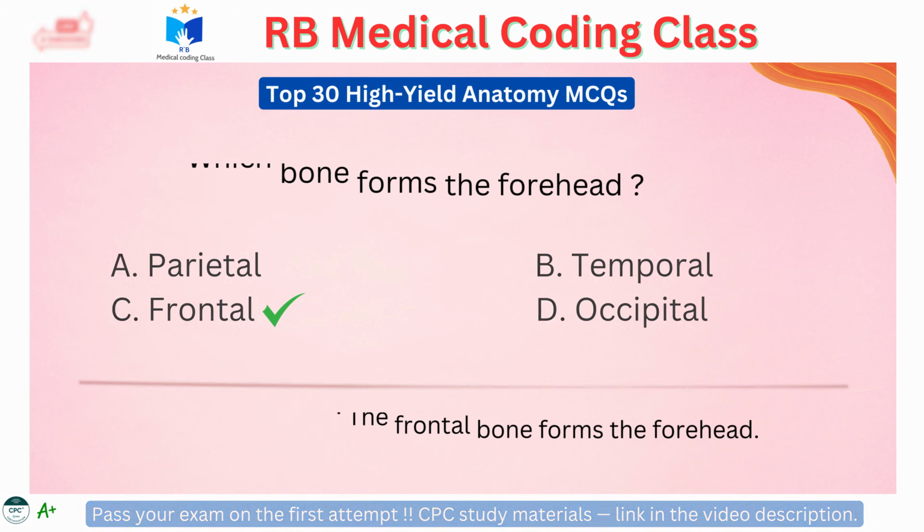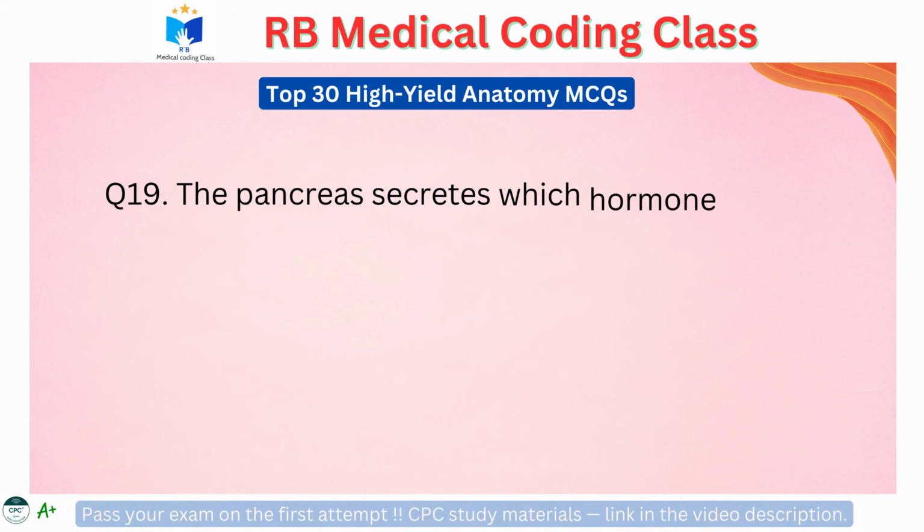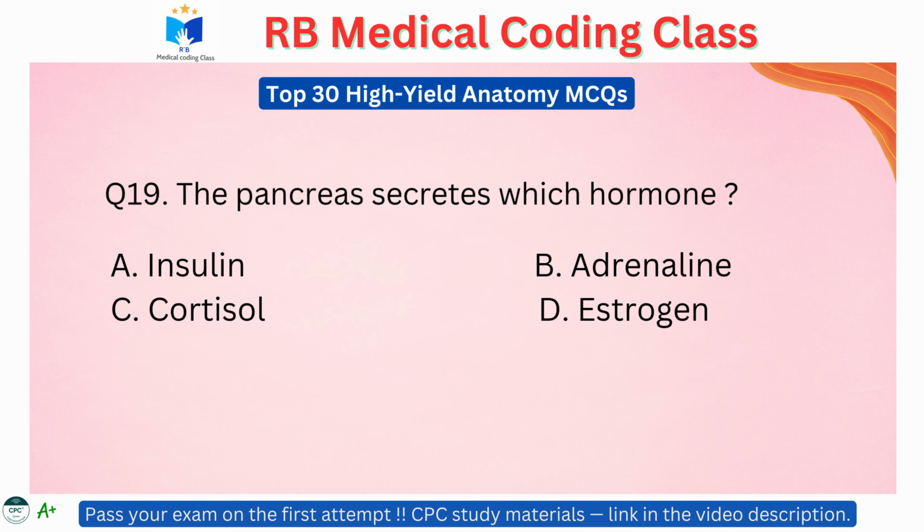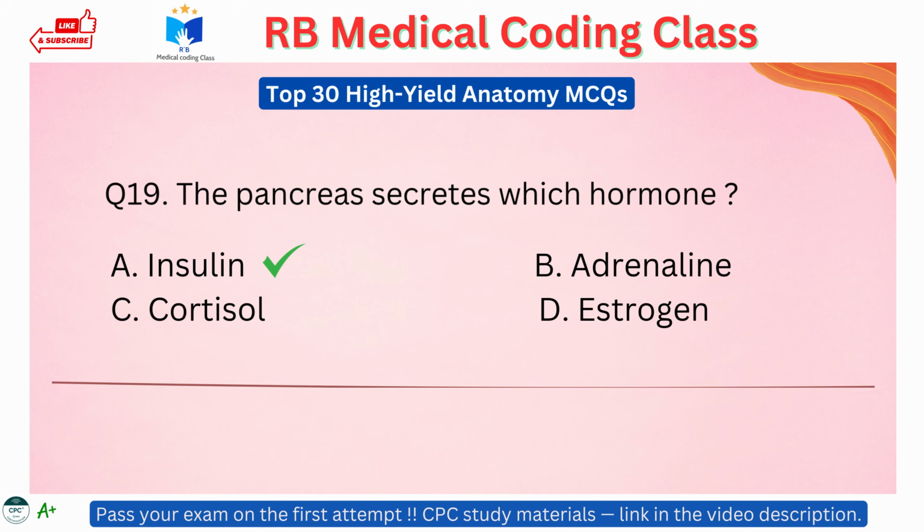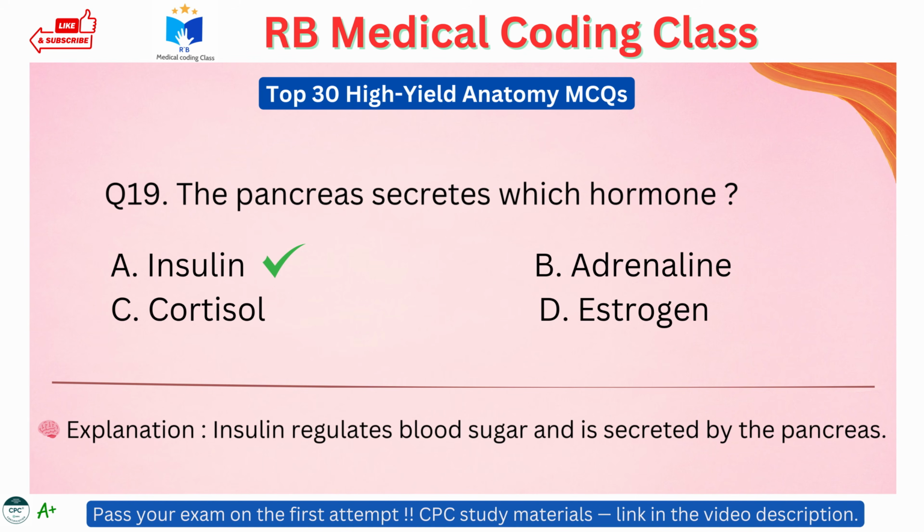Question 19. The pancreas secretes which hormone? A. Insulin. B. Adrenaline. C. Cortisol. D. Estrogen. Answer. A. Insulin. Explanation. Insulin regulates blood sugar and is secreted by the pancreas.